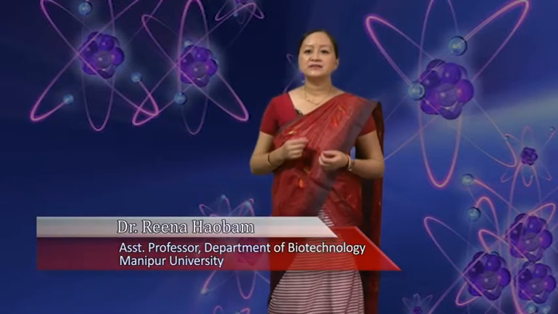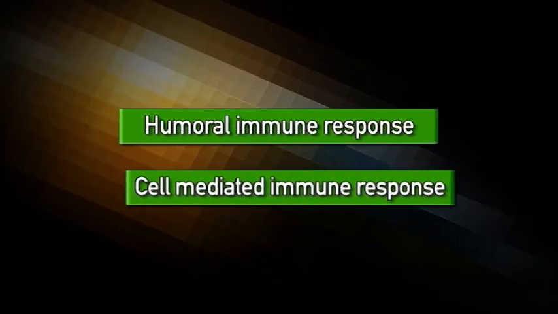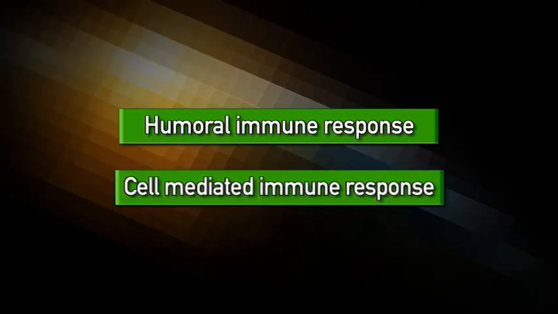The immune response in our body can be divided into two major types, the humoral immune response and the cell-mediated immune response. Humoral immunity refers to immunity that can be conferred upon a non-immune individual by administration of serum antibodies from an immune individual. Antibody functions as the main effector of the humoral immune response.